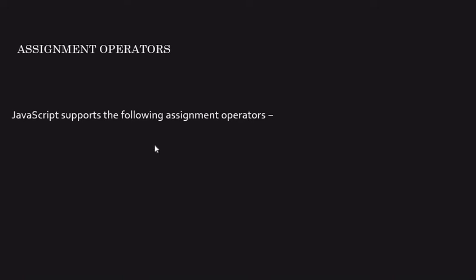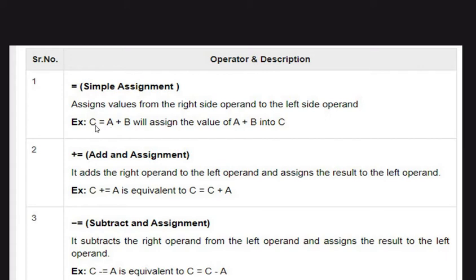In this video, we will discuss assignment operators. JavaScript supports the following assignment operators. First is simple assignment. It has an equal to sign. What it does is we assign a value to something, for example we assign a plus b the value of c.